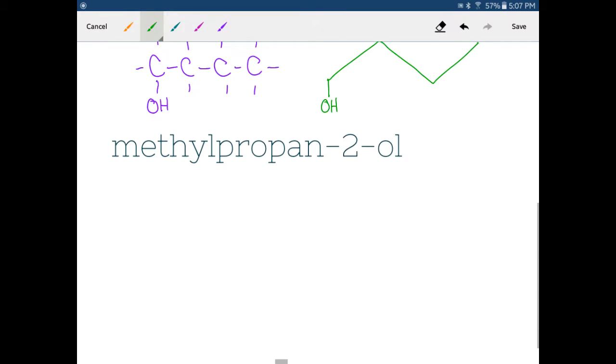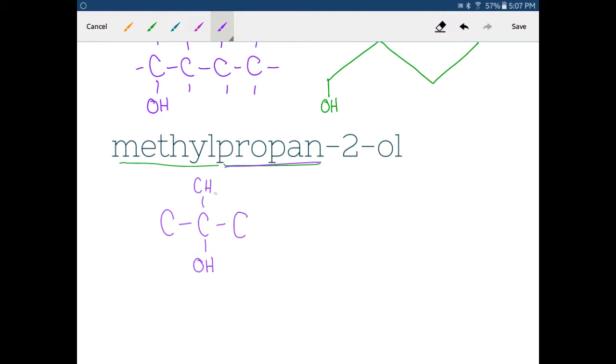Okay, let's look at methyl propan-2-ol. So again, propan is our parent chain. So we have propane, 1, 2, 3, and we have the alcohol coming off of the second carbon, so we can draw OH. And we have a methyl group. Now, a reminder, we can't add a methyl group onto either of our terminal carbons. It has to come off of our middle carbon.